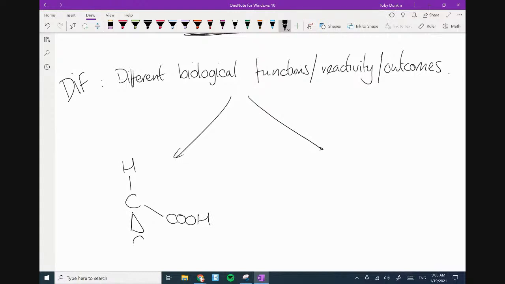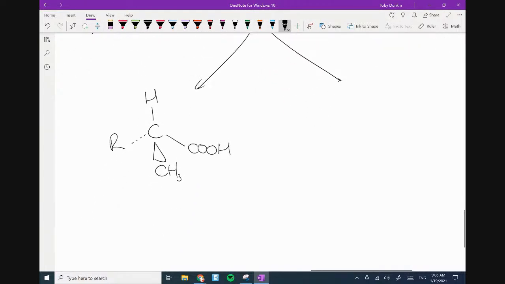We have one version, one mirror image: carboxylic acid, CH3, and then the big R group. I'll do the dashy lines. So this one, I'll just put an R. This isomer is a really good painkiller. Great painkiller, great for taking down fever, reduces fever.